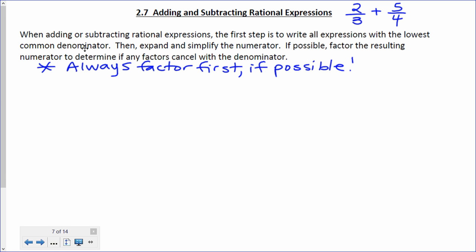Now, when you're stating restrictions, you only have to look at denominators. And the nice thing is it's usually pretty easy to state your restrictions, because the restrictions are going to be pretty obvious from step 1. Okay, so let's take a look at some examples.